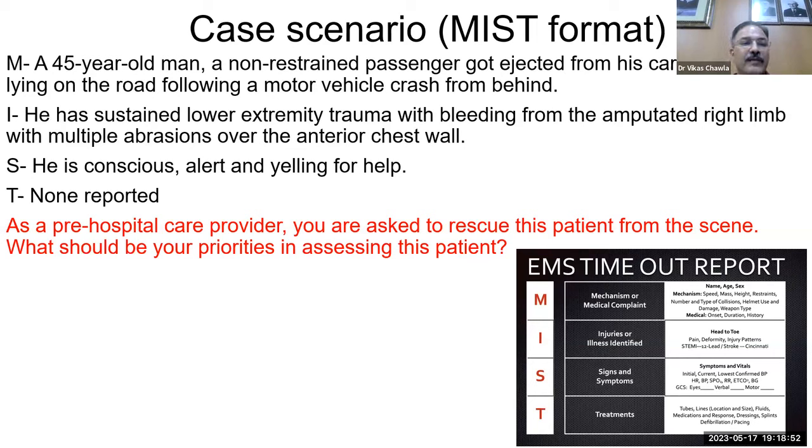So herein, we have a hypothetical case where a 45-year-old man, a non-restrained passenger, got ejected from his car and is found lying on the road following a motor vehicle crash from behind. So this is mechanism. Injury, he has sustained lower extremity trauma with bleeding from the amputated right limb with multiple abrasions over the anterior chest wall. So this is the injury sustained by the victim. Signs and symptoms, he is conscious, alert, and yelling for help. Treatment, none reported.